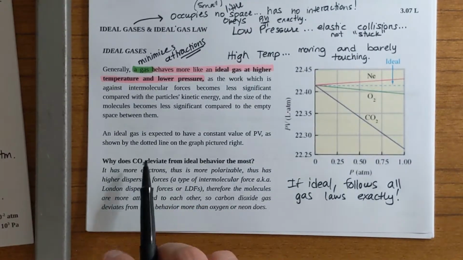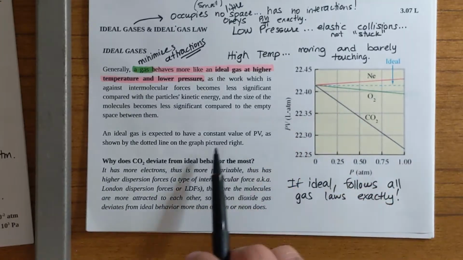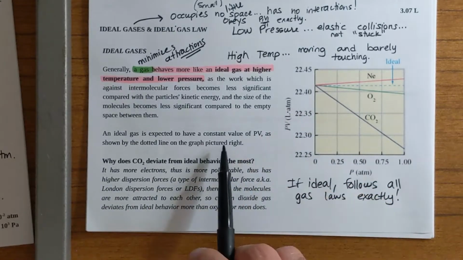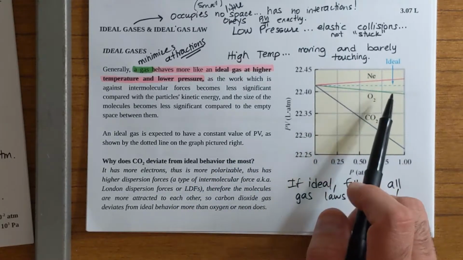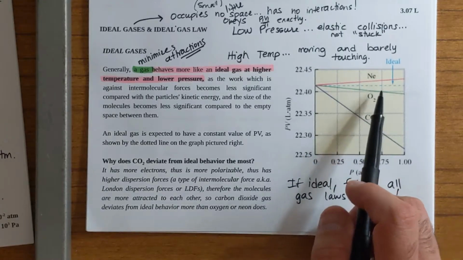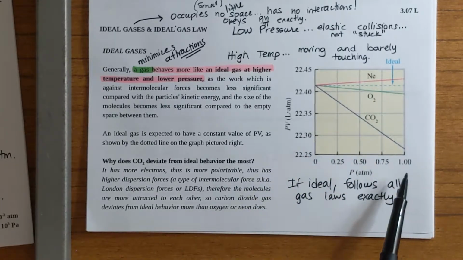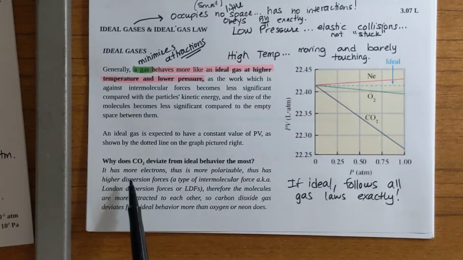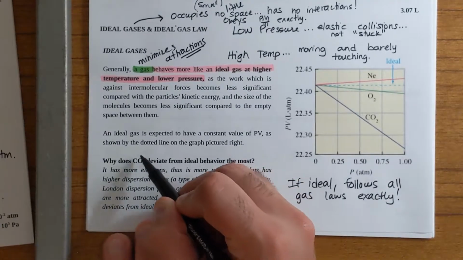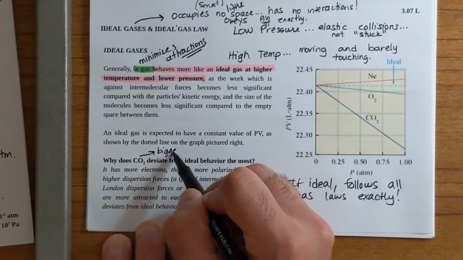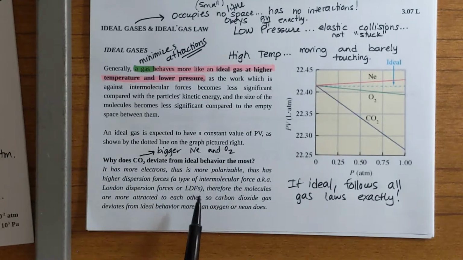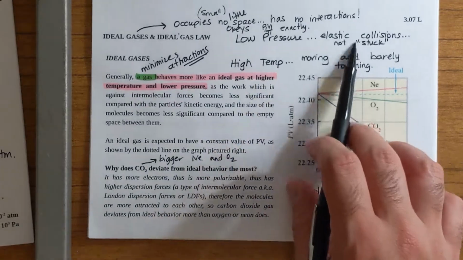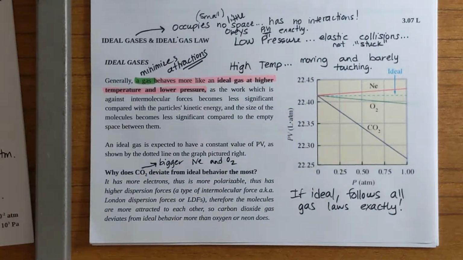Now, non-ideal shows up here. Look over here: this means that the PV value, the pressure-volume value, should be about constant. The ideal value is a straight line. Neon and oxygen are right in there, but CO2 is not. The only reason is that CO2 is bigger than Ne and O2, and it deviates because it's more polarizable and it has intermolecular forces, so it has the interactions that we don't want for an ideal gas.